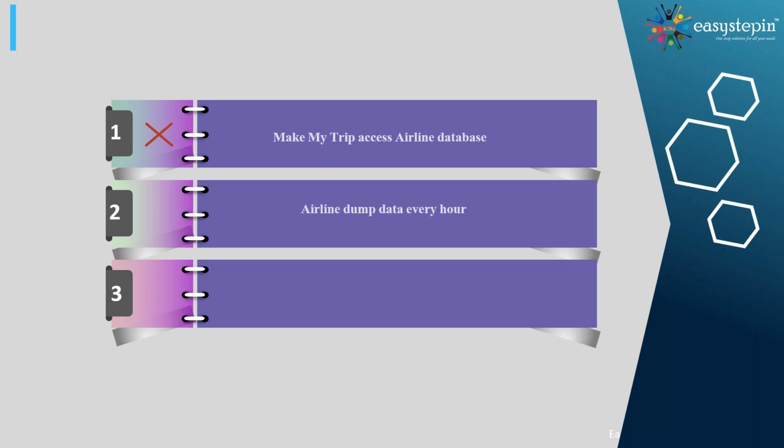Or do you think the airlines dump data once every hour? No. If that is the case, there'll be a lot of issues. Say if a flight is cancelled by AirAsia and you're still able to book a ticket in MakeMyTrip, then that is a total flop for that application, correct? We need to have data in real time.